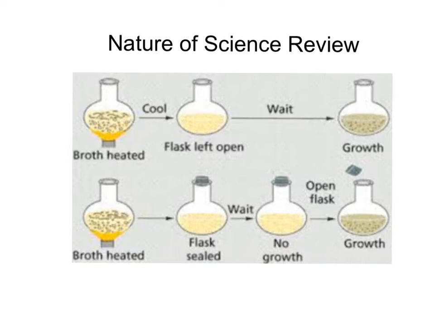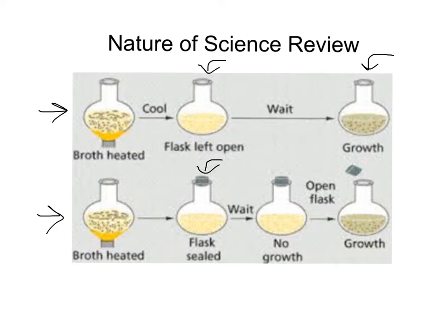So what we have here are two setups, two different trials of the same experiment. On top, we're heating some broth in a flask, letting it cool, and leaving the top open to the air. Then we're waiting to see if anything grows in our broth after just letting it sit out for a week or so. In the bottom trial, we're doing the exact same thing. We're heating our broth, letting it cool, but then we're going to cover it with a stopper. And then we're going to wait and see what happens.